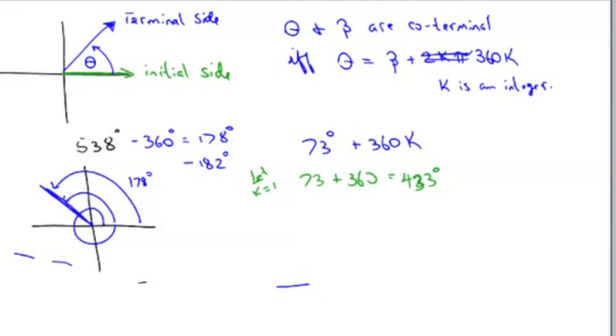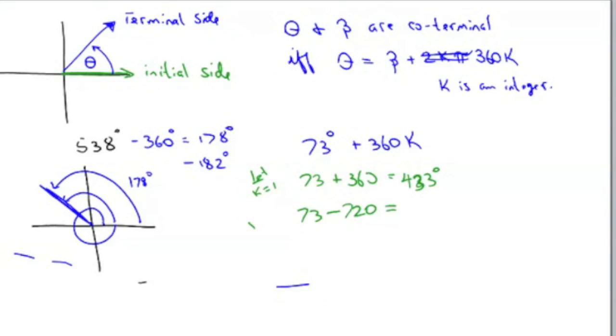33. Great. We all know how to add. Another one would be 73 minus 720. What would k equal there? That's negative 3. Why did you get 720? That's what I'm asking. Where did it come from? Negative 3. Negative 2. Negative 2. Yeah, 2 times 360.